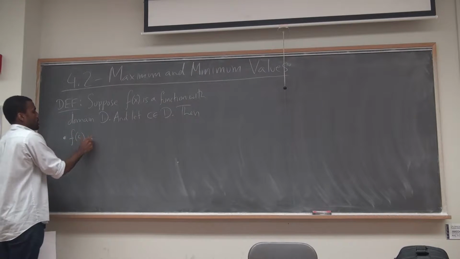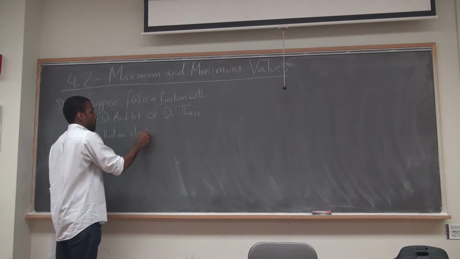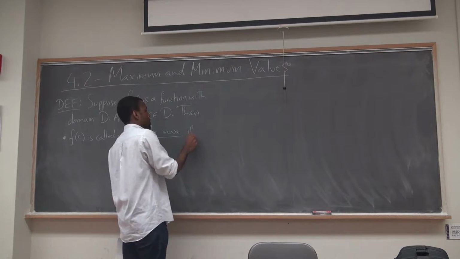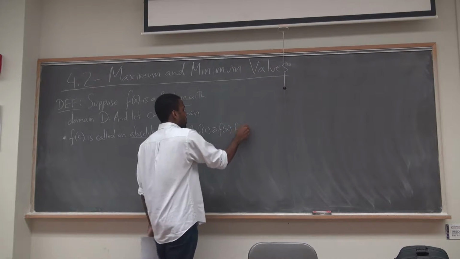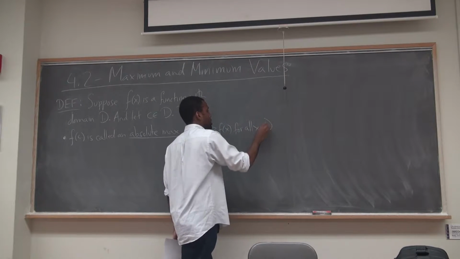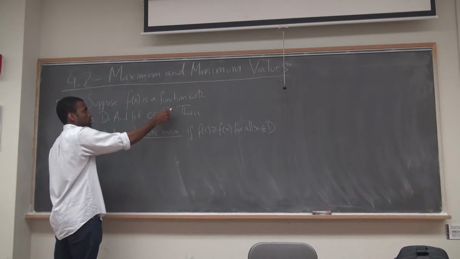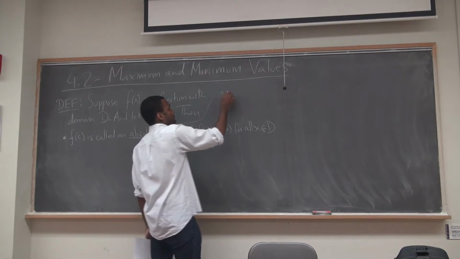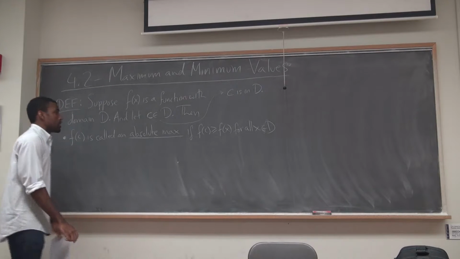f of C is called an absolute maximum if f of C is greater than or equal to f of x for all x in the domain. I don't know if you guys are familiar with this set theory notation. It just means it's a member of, or it's contained in, or it's an element of. So this is just saying C is in D. So C is just a number in the domain.